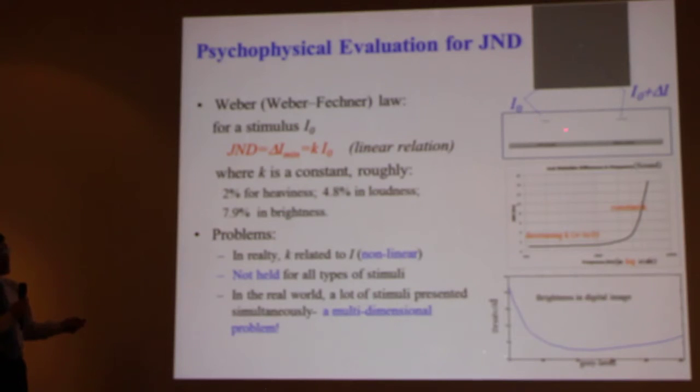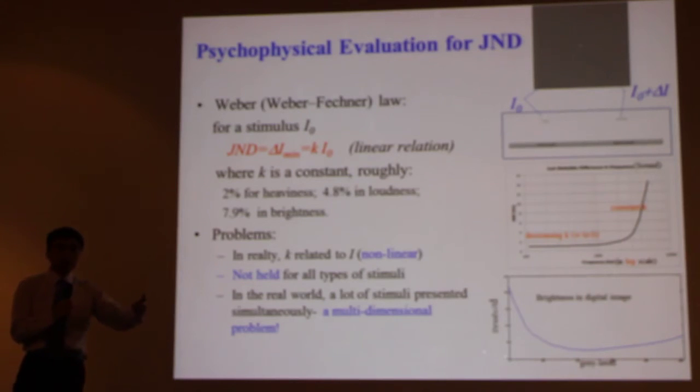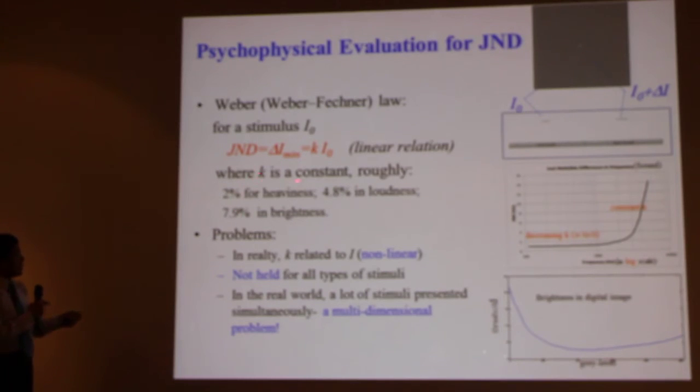Also, we can measure two lines' length. For example, we set two lines here, and then increase this portion's length gradually. Upon reaching a certain point of the increment, you can notice the difference. So K is a constant, roughly 2% for heaviness, the weight, 4.8% for loudness, and 7% for brightness. But the problem is not solved, simply because in reality, K is actually related to I, it's not linear.